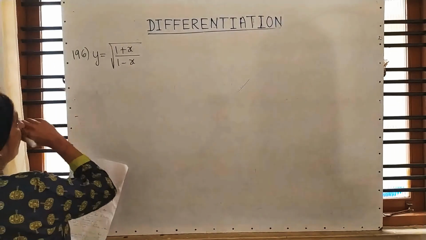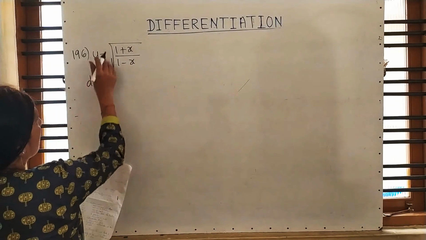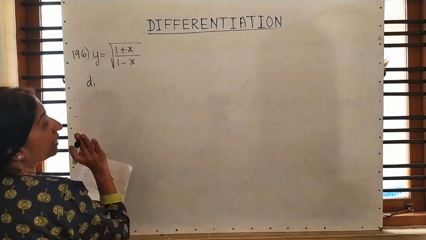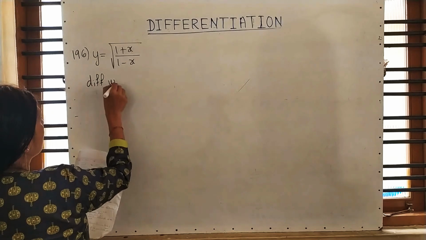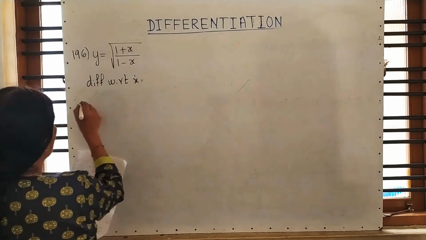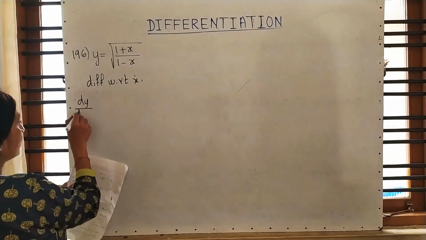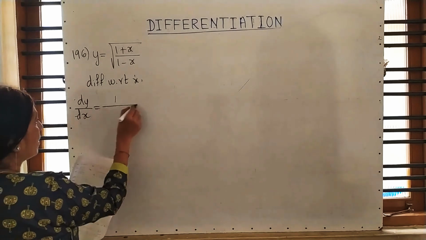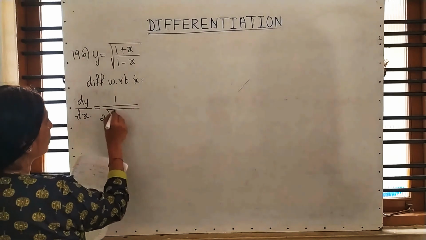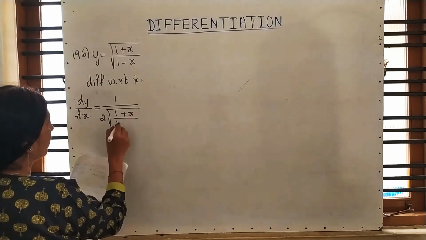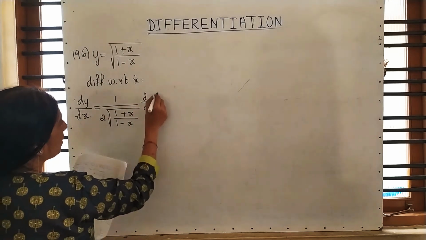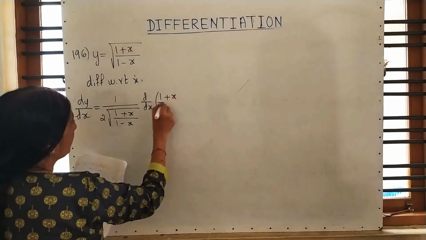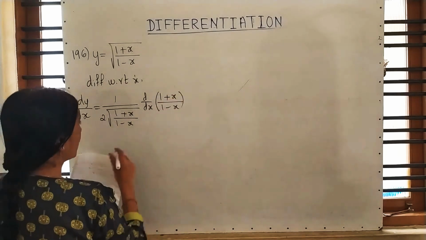So here, question number 15, 96. See, it is in the form of what? It is in the form of root. Differentiate with respect to x. First we have to differentiate the root: 1 upon 2 root of (1 plus x upon 1 minus x). Close that root. What is remaining? 1 plus x upon 1 minus x is remaining, or what?